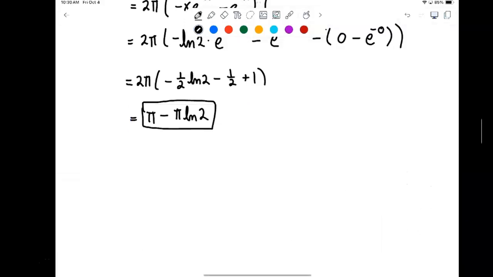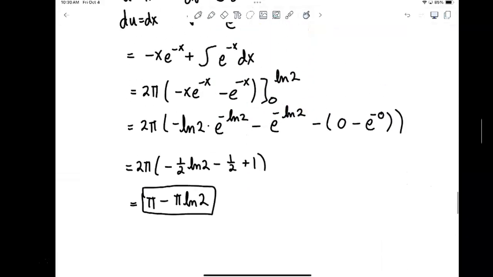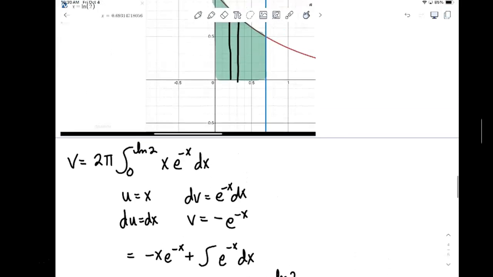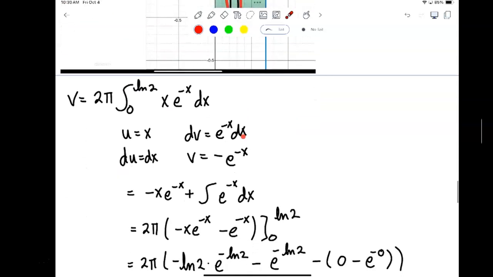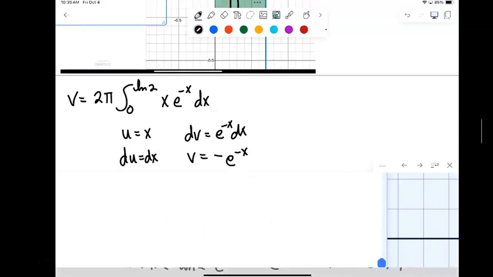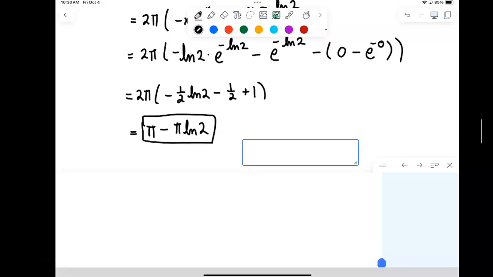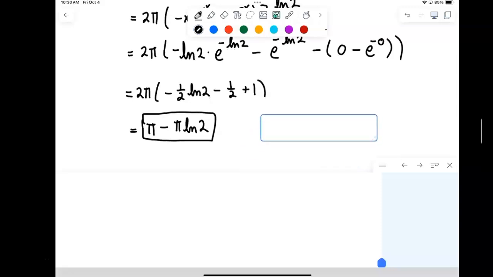So that's doing that with shells. Again, the key was we measured parallel, and in this case that leads us to an integral that requires integration by parts. A not too hard problem is to do it with washers.